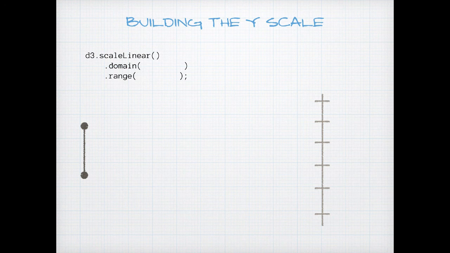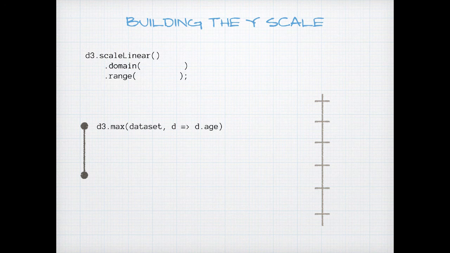And this is actually how I build it in D3. So I am building a linear scale, that's d3.scaleLinear with a capital L. And you'll notice that I send it two things. I send it a domain and I send it a range. Now you know why we were working on those terms.